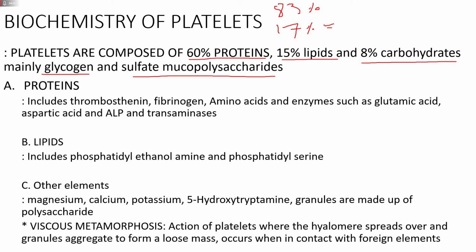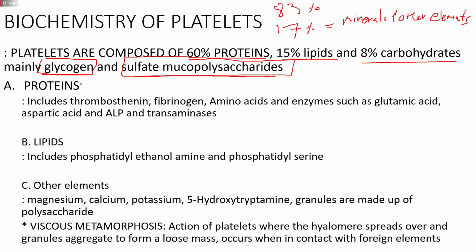Now, your 17% class are composed of your minerals and other elements. So, hindi na yun sinama. Just focus on the 3 main components niya: protein, lipids, and carbohydrates. Pag inas kayo, what is the main composition of your platelet? It would be your proteins. While what are the types of carbohydrates present in your platelet? It would be glycogen and sulfate mucopolysaccharide. Now let's discuss them one by one.